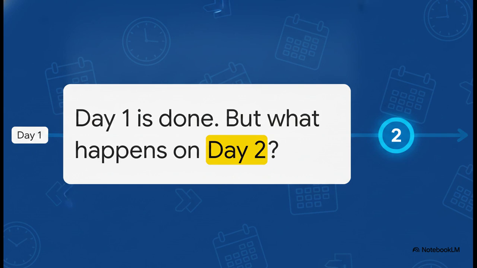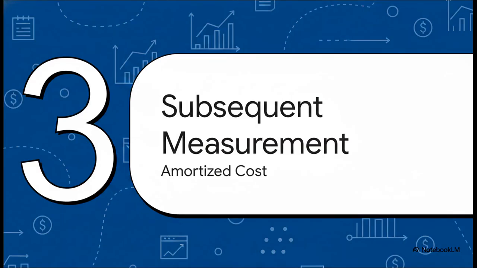Okay, so day 1 is officially in the books. You've got the initial measurement, you've applied any present value adjustments, but what happens on day 2, or day 60, or year 3? That brings us to our next major topic, subsequent measurement, specifically focusing on amortized cost.